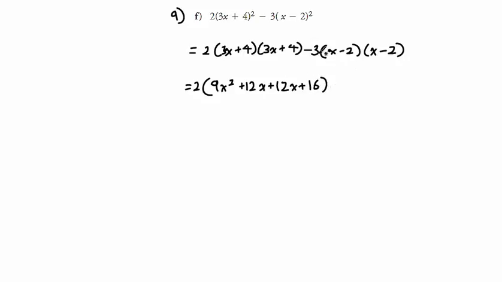Okay, so now let's do this part right here. So minus 3, ignore it. And now here expand, make sure this x hits both these terms. So x times x is x squared. x times minus 2 is minus 2x.